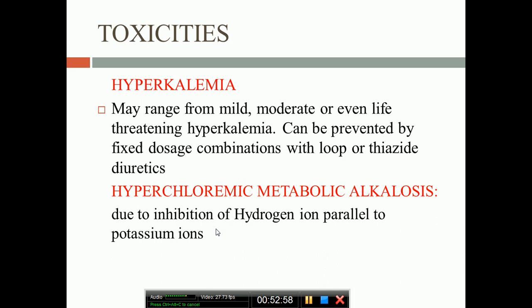So why can these be combined with loop or thiazide diuretics? Because loop diuretics excrete out potassium, while potassium sparing diuretics block the potassium. So this effect will be counteracted. Another toxicity is hyperchloremic metabolic alkalosis due to inhibition of hydrogen ion secretion parallel to potassium ions.